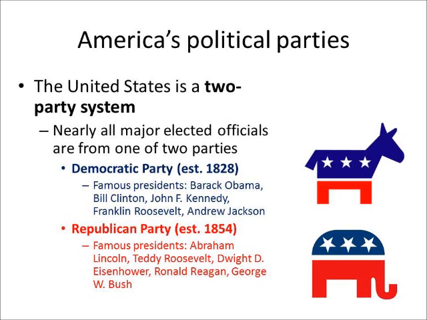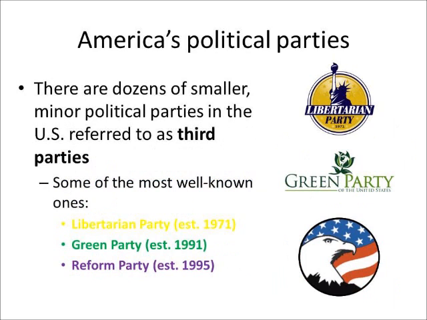Currently, of the 535 people serving in the U.S. Congress, 435 people in the House of Representatives and 100 people in the Senate, all but 3 are members of either the Democratic or the Republican Party. The other three are independent. They're not a member of any party. So these are the two parties that dominate the American political landscape.